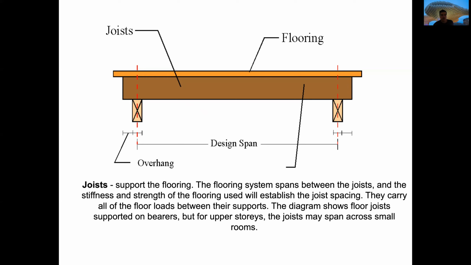The joists will be supporting the flooring, and the flooring will span between the joists, and the stiffness and strength of the flooring will establish the joist spacing. Sometimes it's cheaper to have more joists and have a type of flooring that is not as strong.